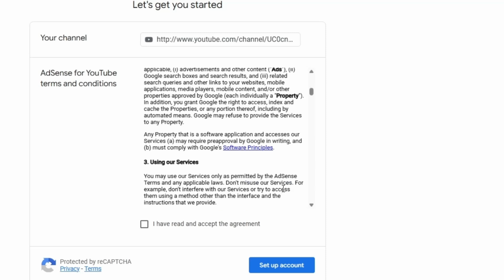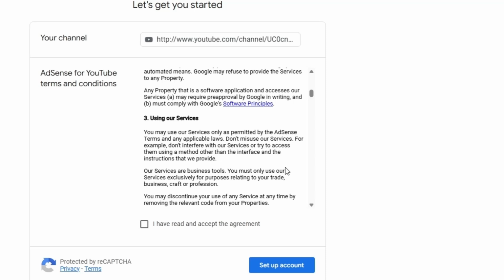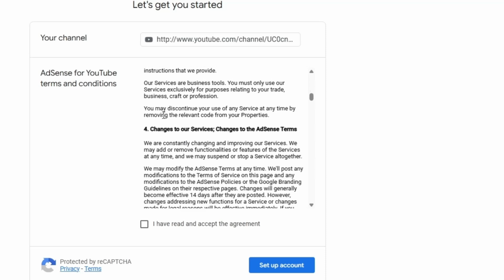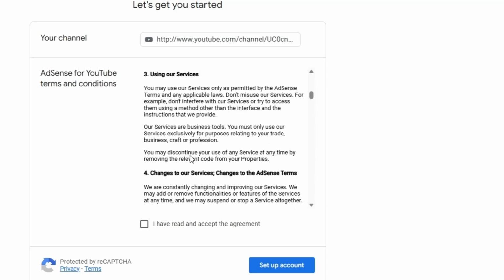3. Using our services. You may use our services only as permitted by the AdSense terms and any applicable laws. Don't misuse our services. For example, don't interfere with our services, or try to access them using a method other than the interface and the instructions that we provide. Our services are business tools. You must only use our services exclusively for purposes relating to your trade, business, craft, or profession. You may discontinue your use of any service at any time by removing the relevant code from your properties.